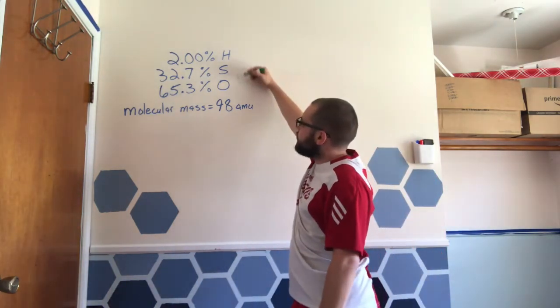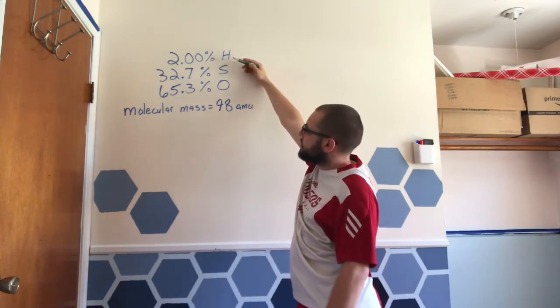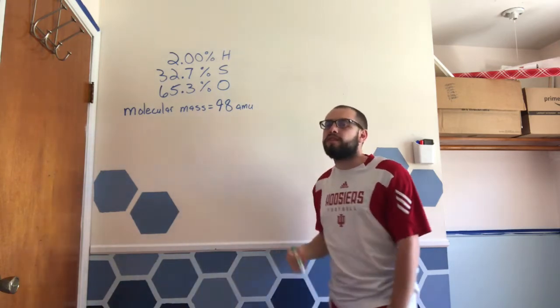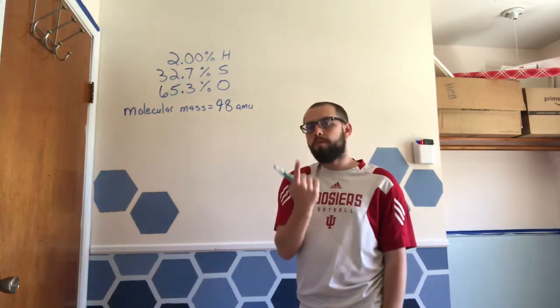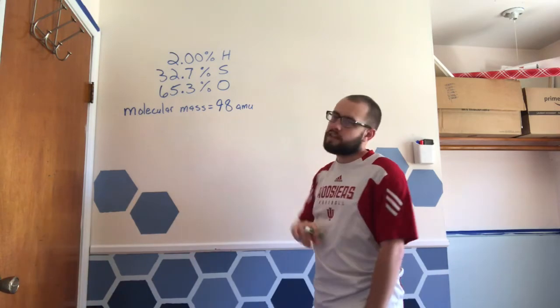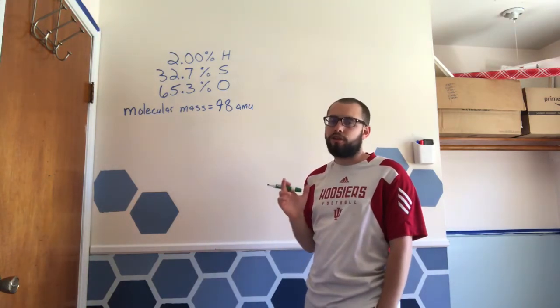It's giving me the percentages, the percent composition for each one of these elements, hydrogen, sulfur, and oxygen. And it gives me a new piece of information. I know what the molecular mass is. One molecule of this compound will be 98 atomic mass units. My job is to come up with the molecular formula.